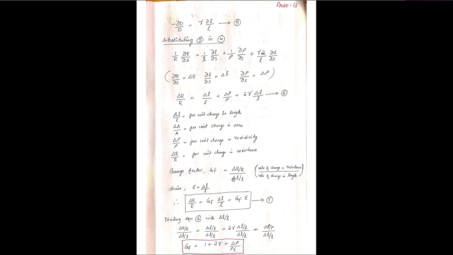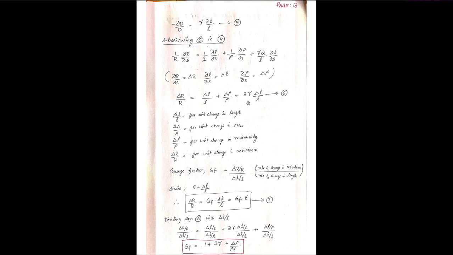Okay. And also we know that strain epsilon is equal to delta L by L. Delta L by L is equal to epsilon. So delta R by R is equal to gauge factor into delta L by L. Delta L by L, we know, is strain, which is equal to epsilon. So delta R by R is equal to gauge factor into epsilon. That is equation number 7.